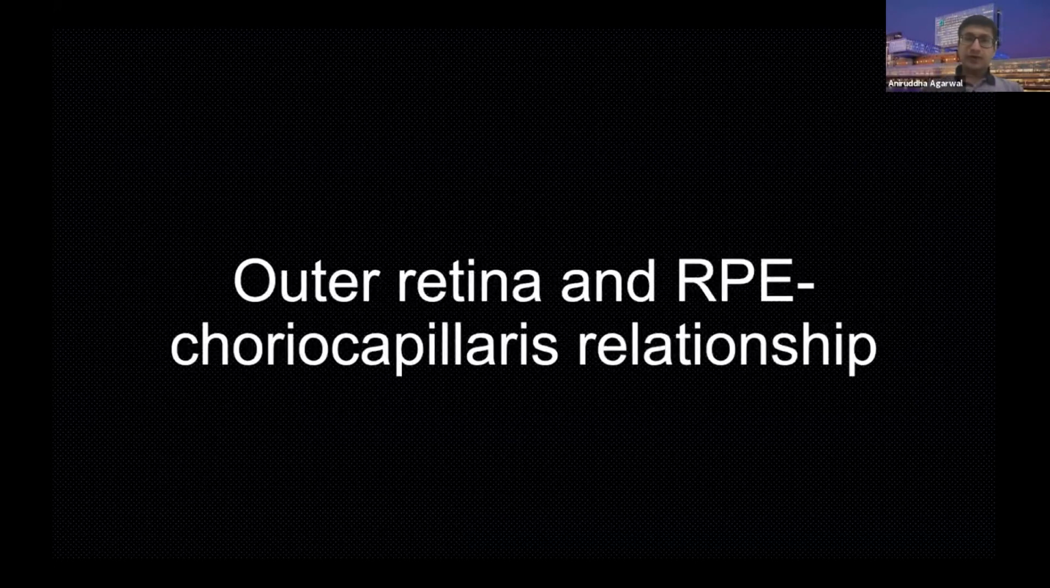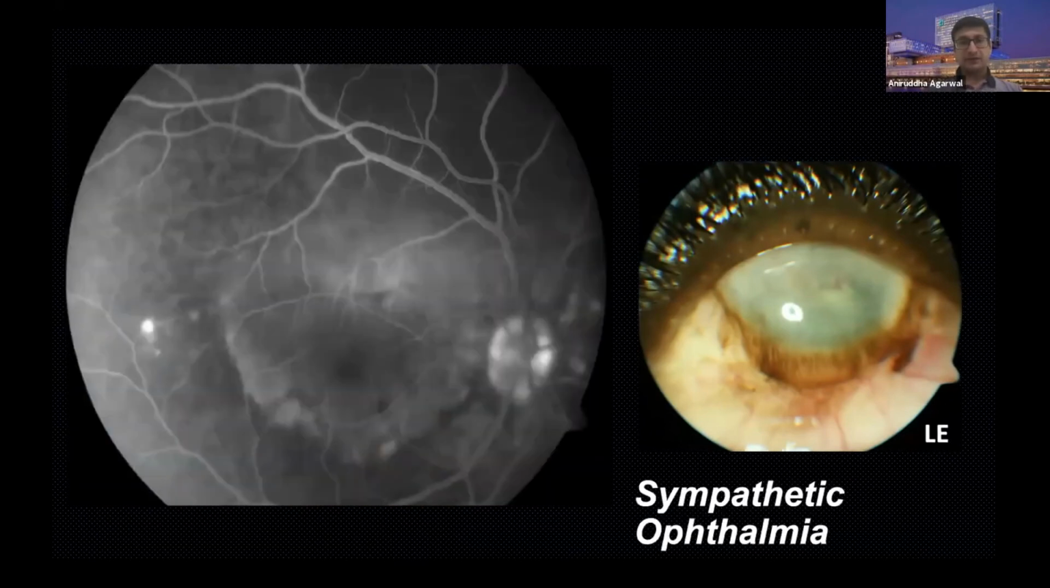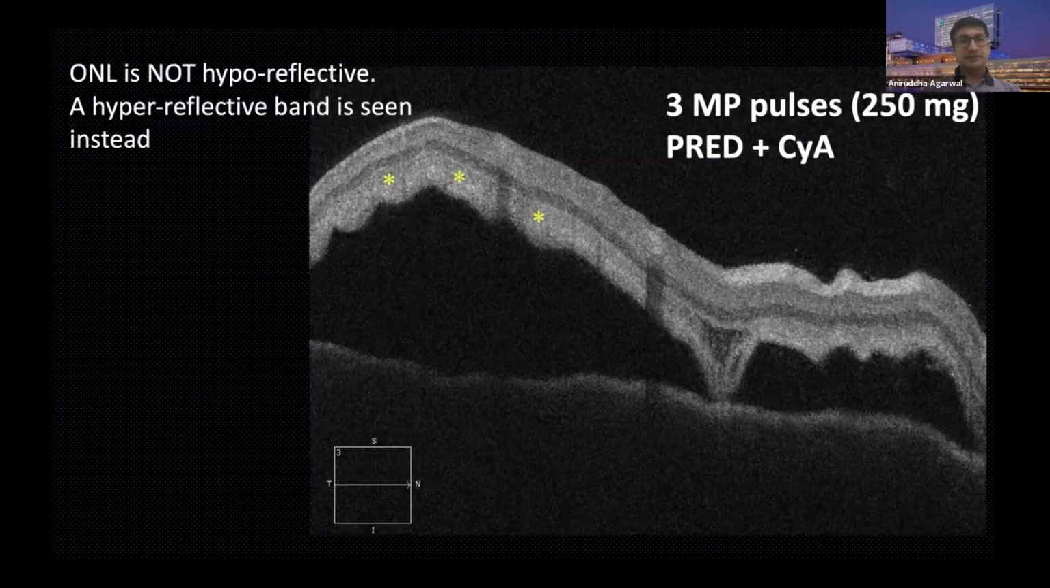I'm just going to show you one case from Alex Fonollosa, who has this patient who came to him with a history of trauma in one eye, and you have sympathetic ophthalmia with serous retinal detachments in the other eye. And you can see that there are serous detachments as usual we see in these patients, and this patient was treated like everyone else. We gave intravenous steroids.